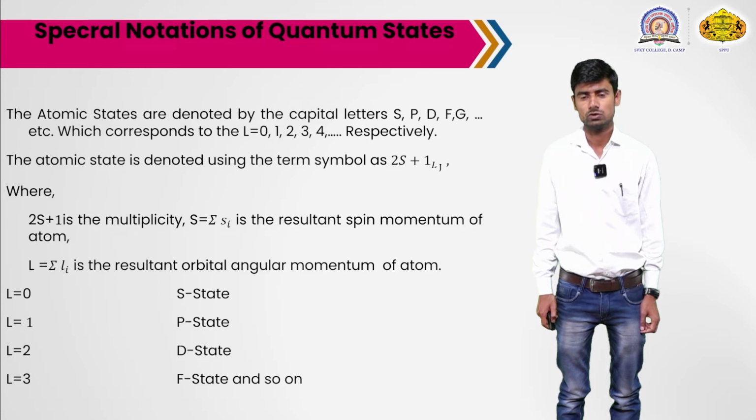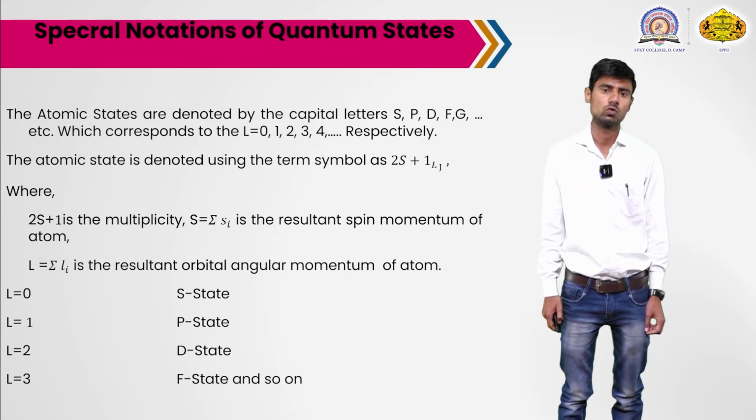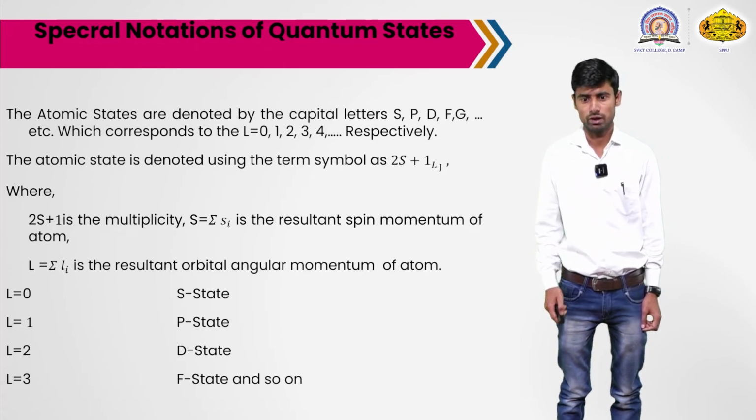The atomic state is denoted by using the term symbol 2S plus 1, L, J. Here 2S plus 1 is written as a superscript of L, and J is written as a subscript of L. Here 2S plus 1, we already know, is the multiplicity, and capital S is the vectorial sum of the spin angular momentum of each electron. L is the L value of that state, and J is the J value, which arises from L plus S to L minus S. So for L equals 0, we have an S state. For L equals 1, we have a P state. For L equals 2, we have a D state. And for L equals 3, we have an F state, and so on.